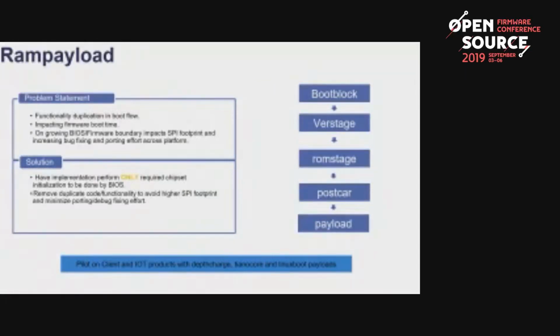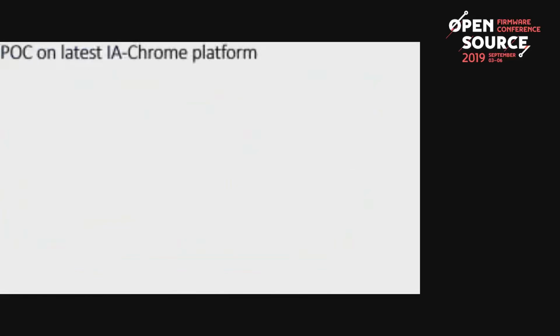And so basically what this talk is about, from the Coreboot perspective, you don't see a RAM stage in there because it's either been removed or functionality got moved into Postcar. So that's the goal here. And this is a summary of the work Subrata has done on the latest IA Chrome platform. And I was there providing the Linux kernel and the u-root image for him and then testing what he was doing.